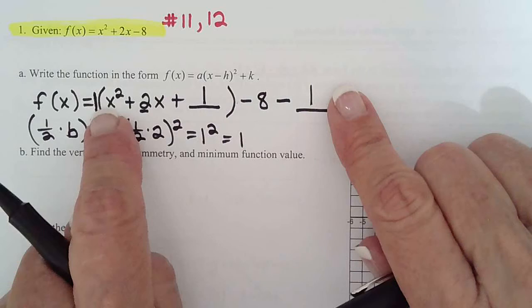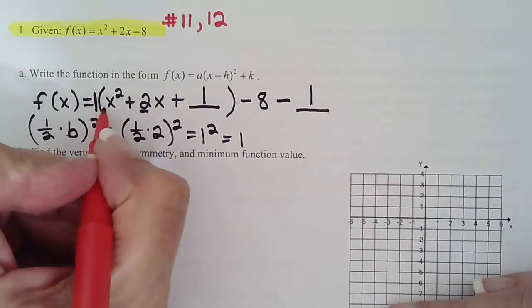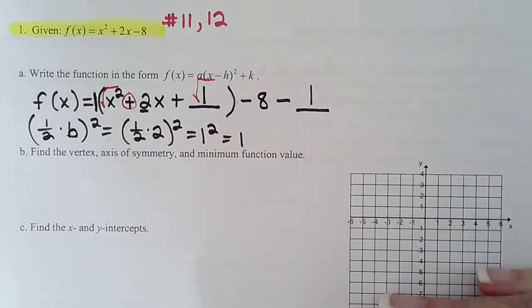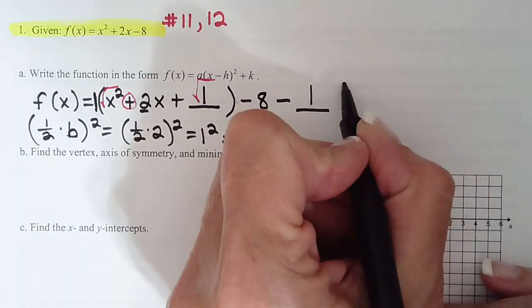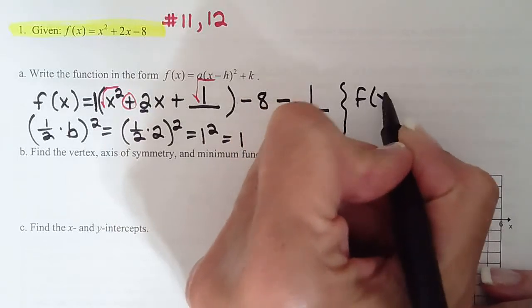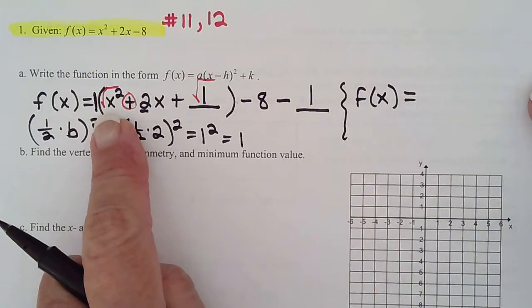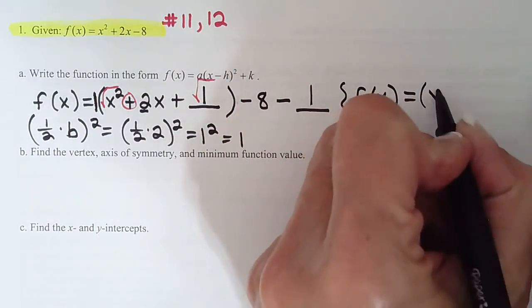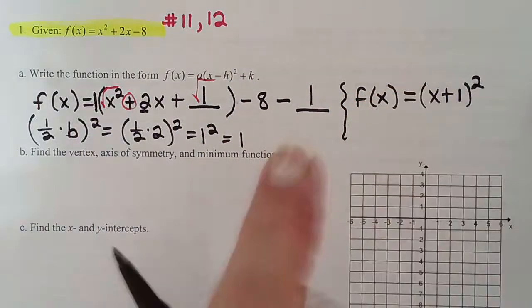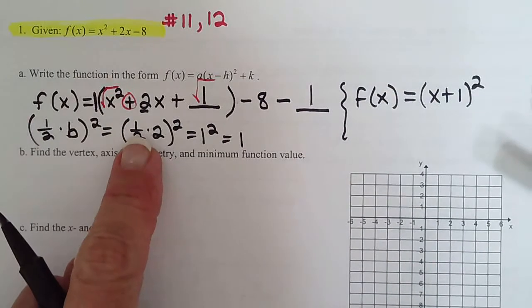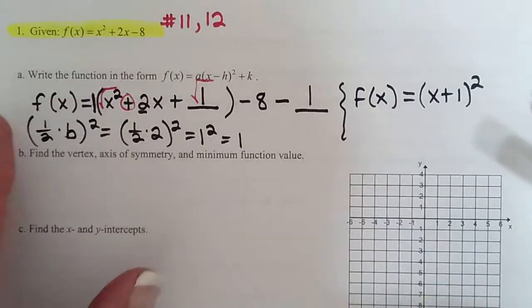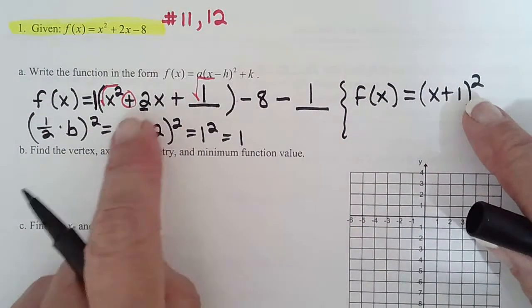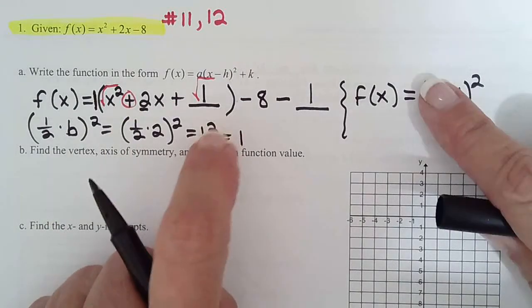So now let's use our new little shortcuts we learned. So square root of this sign, square root of that. So we're going to get f of x equals parentheses x plus 1 squared. So way back in 7.1, if that's not fresh in your memory, you do want to go back and look at that. So we took the square root of the first term, used that first sign, square root of the last term, and we took it squared.